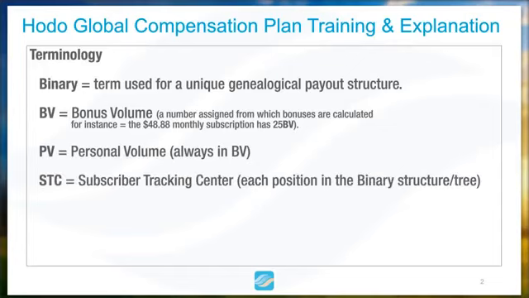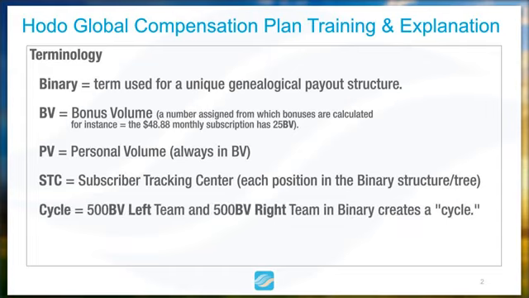We have a thing called the subscriber tracking center, what we call an STC. This would be a position in the binary. So in the binary structure, there's always positions, and we call those subscriber or subscription tracking centers, STCs. That would be the same as what other companies call a business center. It's just a position anywhere in the tree. The tracking center, as we use that terminology, would it be the same thing as a business center? Yes.